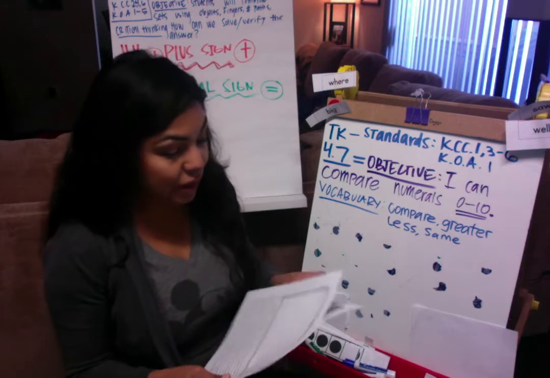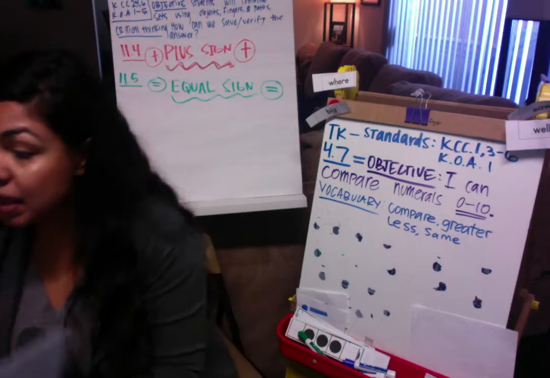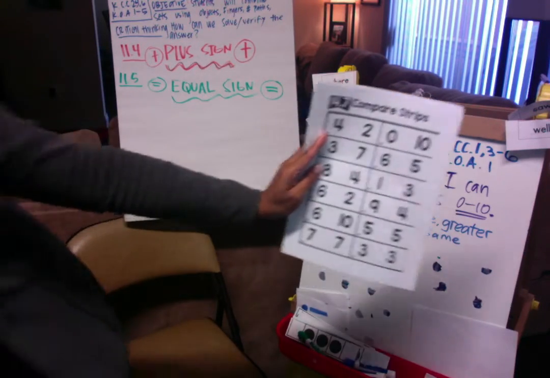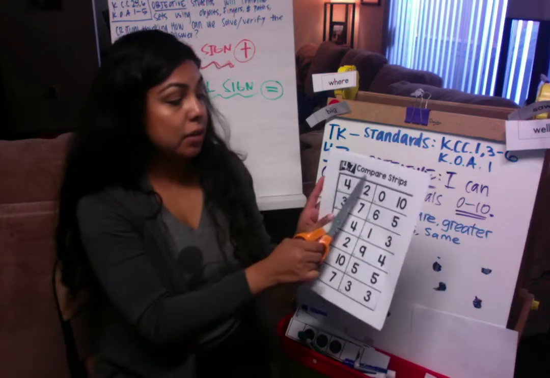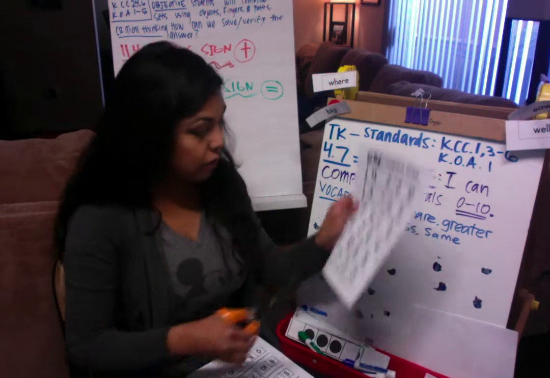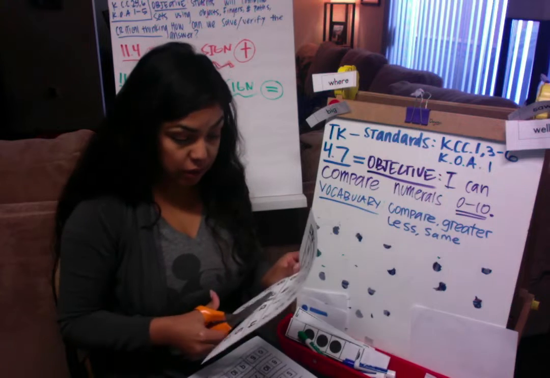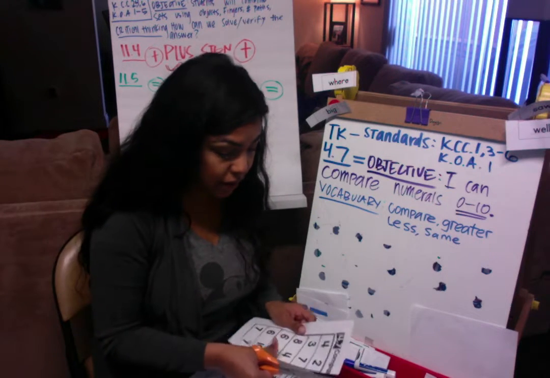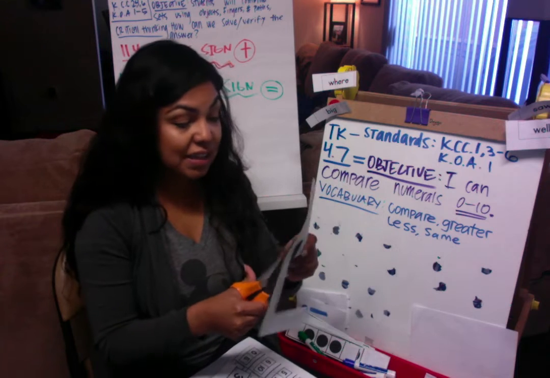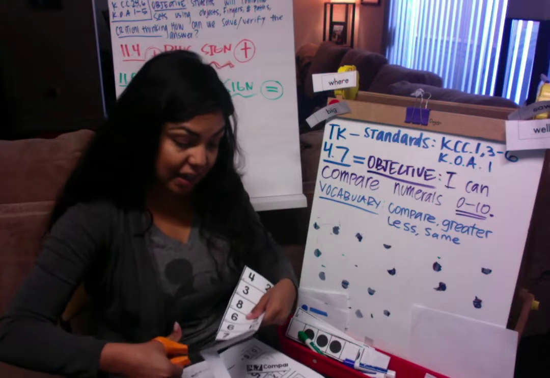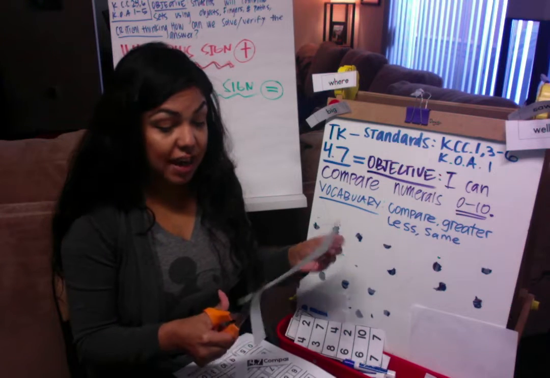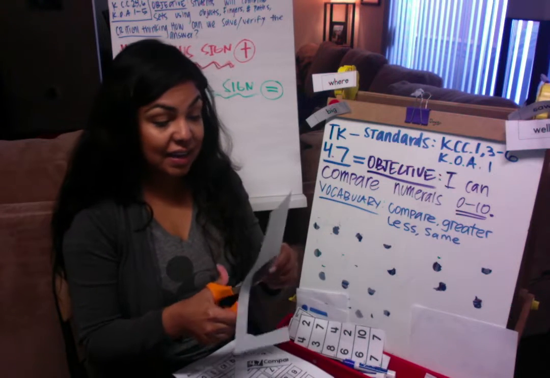Everyone should have something that looks just like this. It says 4.7 on top, compare strips. Everyone's going to go ahead and cut them out. Cut all your little boxes out. How do we cut? Open, shut. Open, shut. That's the way we cut, cut, cut.